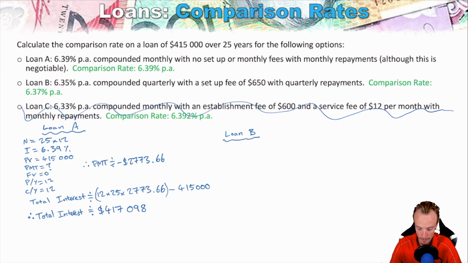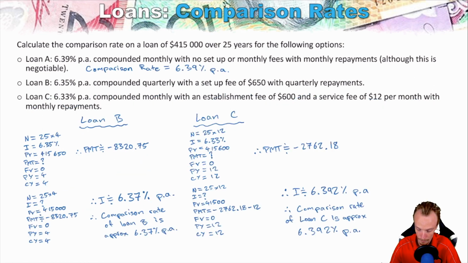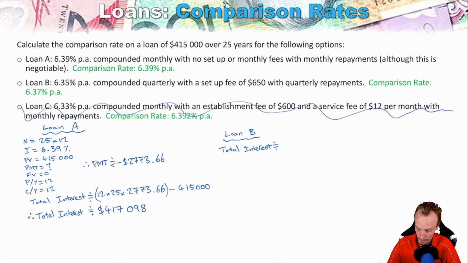All right. Now, if we compare that with loan B, what we need to do is calculate the total interest. The reason I don't need to worry about calculating the PMT is I've already done that. So let's borrow the PMT from the previous, which is negative 8320.75. That was right, wasn't it? Yep. Now you have to be careful here because these are quarterly repayments for 25 years. So it's times 4 by 25. That gives you the total repayments for the loan. Subtract away the original loan amount, which is going to be 415,000.